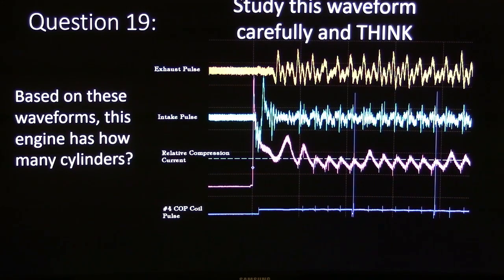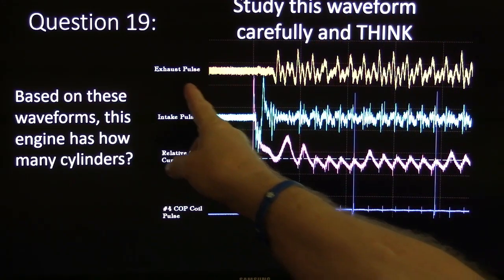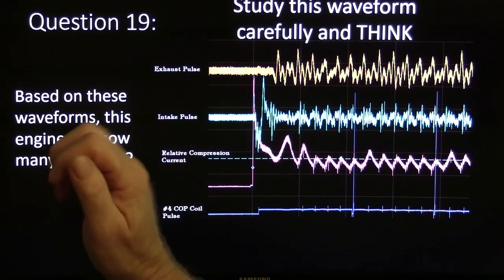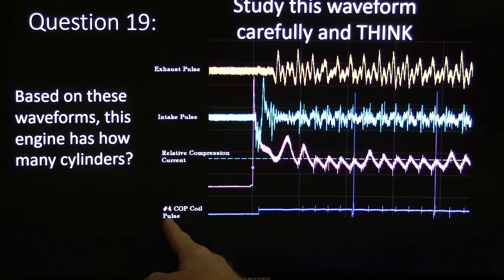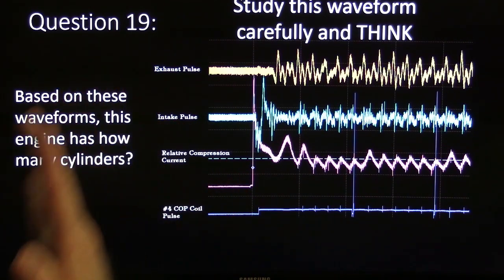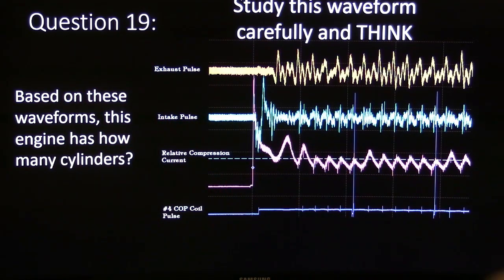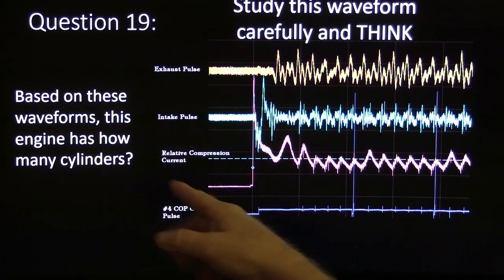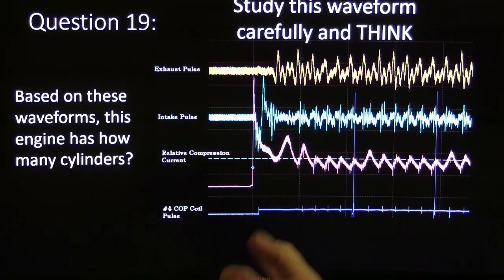Question 19. Study this waveform carefully and think. This is exhaust pulse. This is intake pulse. This is relative compression, spinning it over. This is not with the engine running, this is spinning. And this is a number 4 COP coil pulse. So they've actually disabled the fuel system, but they're letting the ignition pulse still continue. And they've got it so that whenever the engine is spinning, you can basically look at all of these readings at the same time. Based on these waveforms, how many cylinders does this engine have?